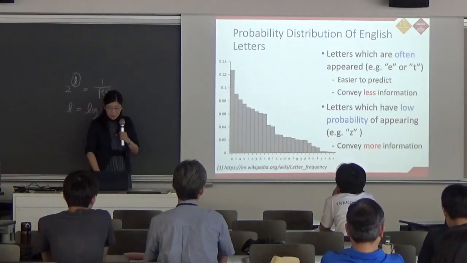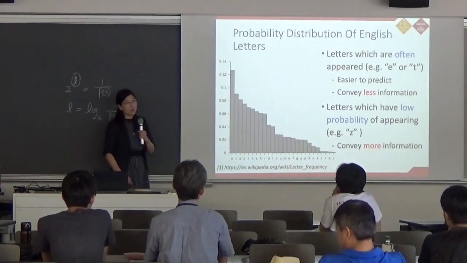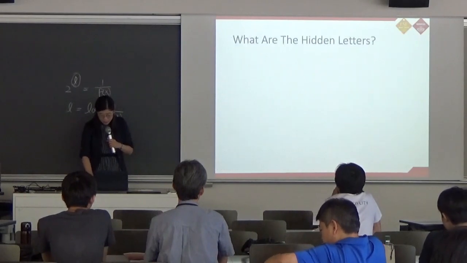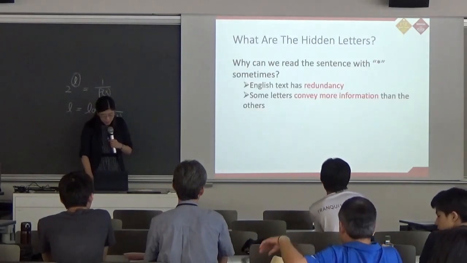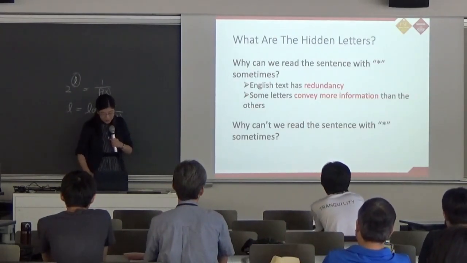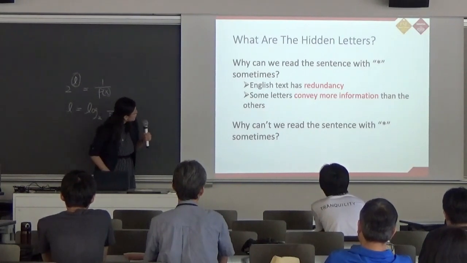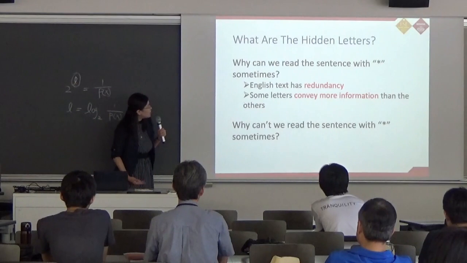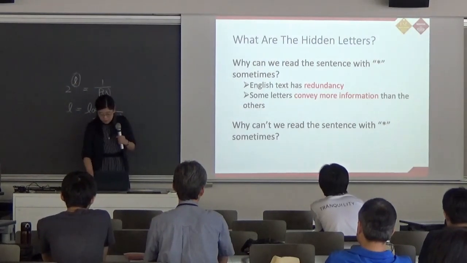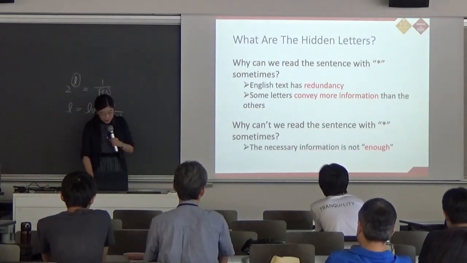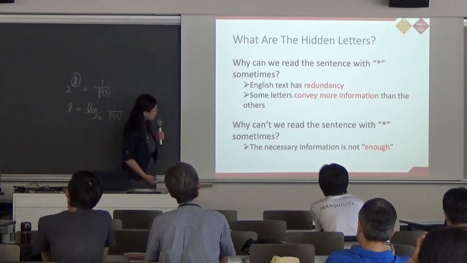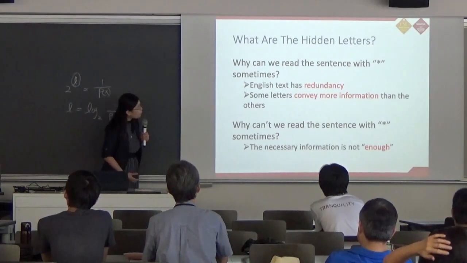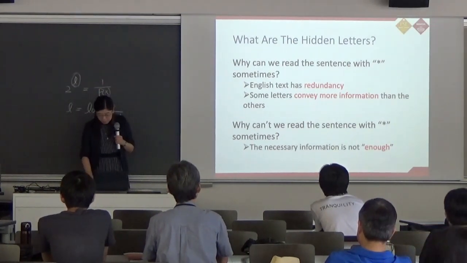Because that information is so important, it conveys more information. That's why you can read some sentences with some hidden letters sometimes, because the redundancy tells us less information. But some letters convey more information, which is very important for us.